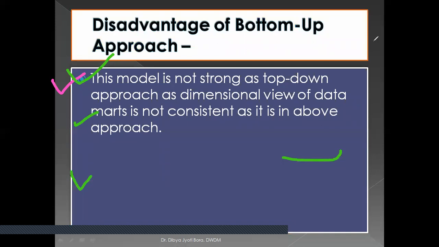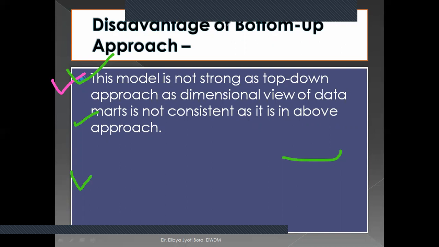Now, although this bottom-up approach is comparatively low cost and low time, there is still one disadvantage: it is not as strong as the top-down approach, as the dimensional view of data marts is not consistent in this case. Now, what do you mean by this line? Dimensional view of data mart is not consistent. Can anybody tell me, by quickly analyzing this line, what it actually tries to symbolize?